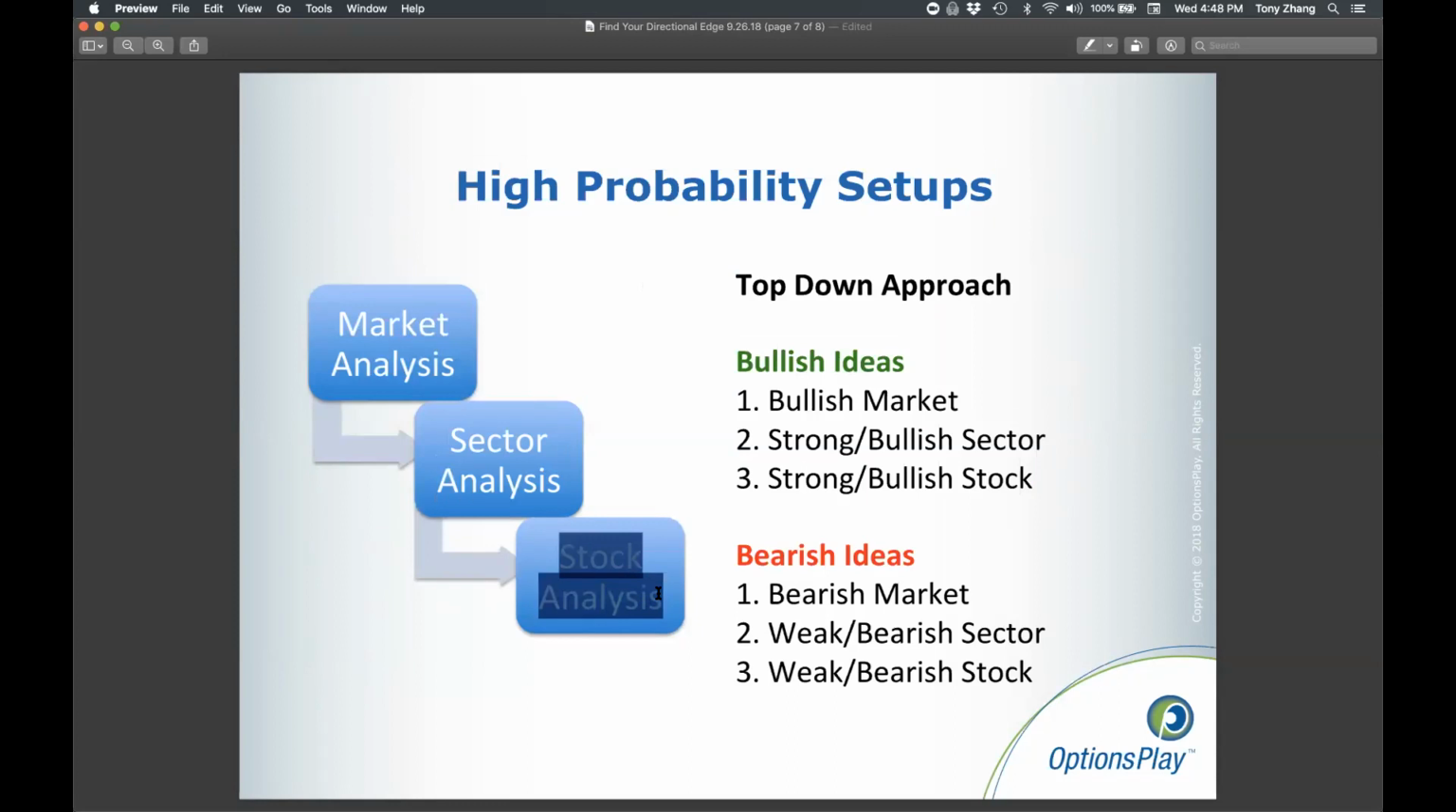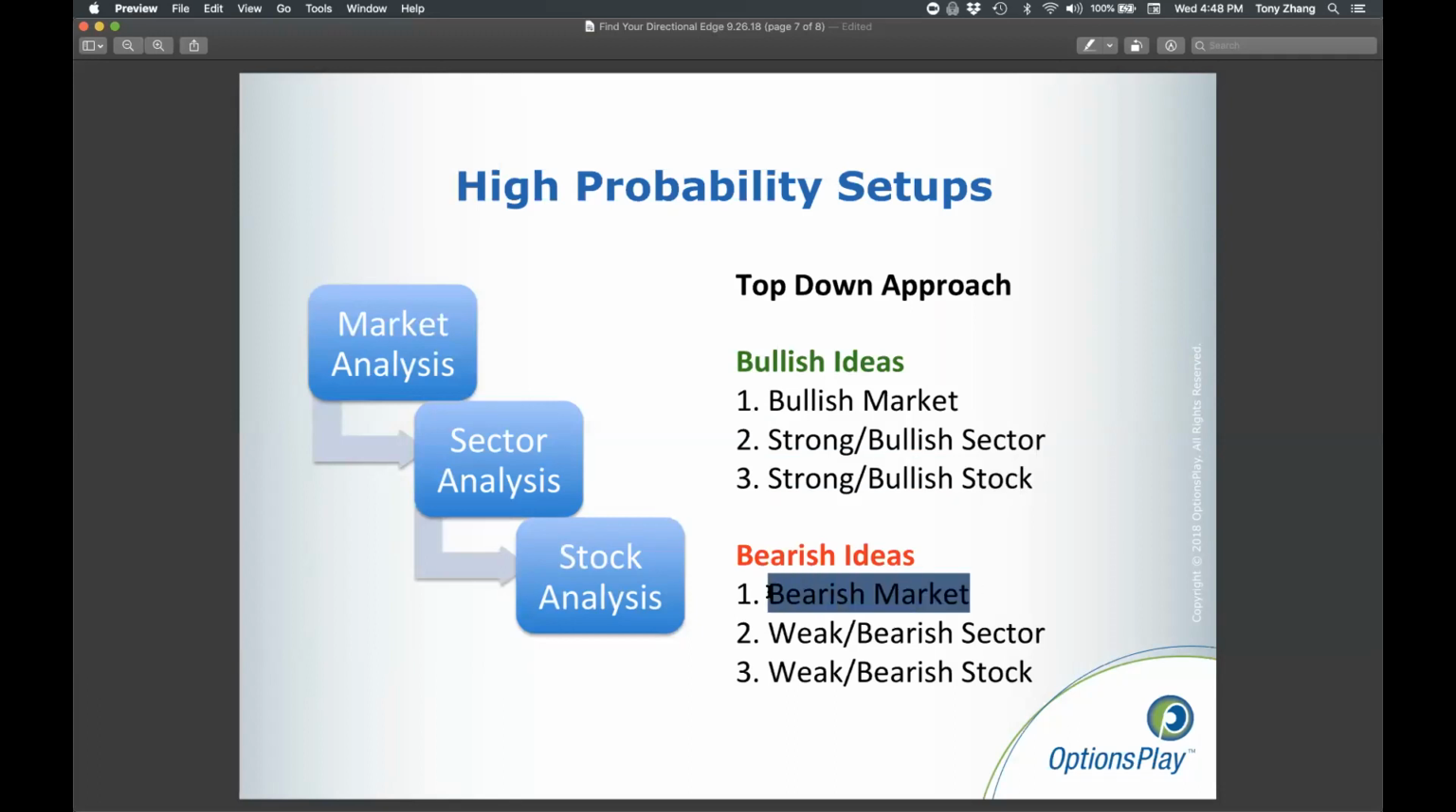So if you're looking for bullish ideas, we generally want to do this in a bullish environment where the market is moving higher like it is today. In this particular time, you want to look for stronger and bullish sectors. And I'll show you in a few minutes how to go about doing that. And once you've identified those strong and bullish sectors, you want to look for strong and bullish stocks within those sectors. When you have all of these things lined up, that's when you have the highest probability of a stock moving higher.